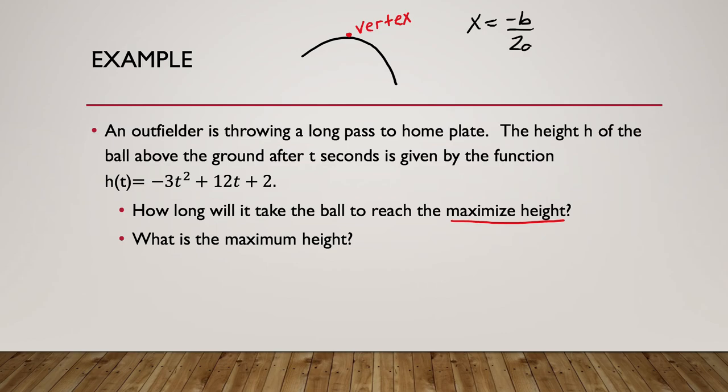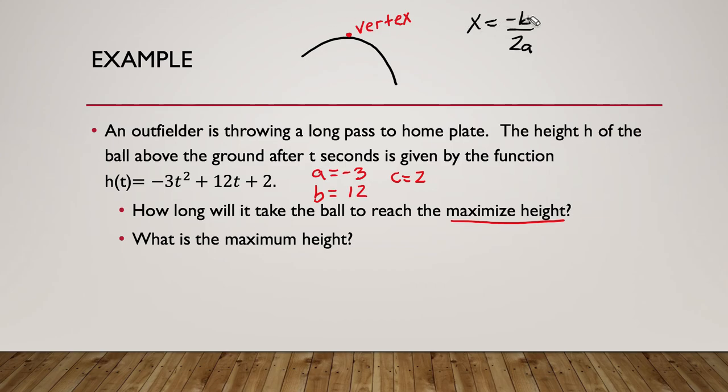2a. I'm going to take a look at my function, and I'm going to make a note that the a value is negative 3. Remember, the a is the number in front of your squared term. My b value is 12. Remember that the b is in front of the variable that doesn't have an exponent, so in this case in front of the t. And then the c is the number that sits by itself with no variable, so that would be 2.